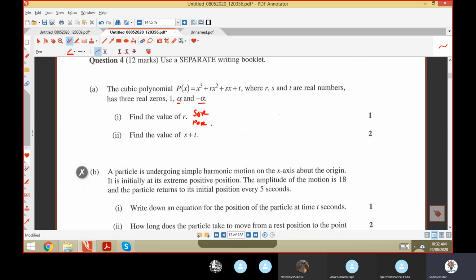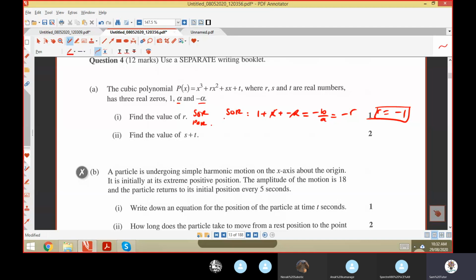I think it's going to be sum of roots, because if I was to add these two, what's going to happen? They're going to cancel out. So sum of roots, 1 plus alpha plus negative alpha equals minus b on a, which in this case is negative r. And I think you guys can tell straight away. r equals negative 1.